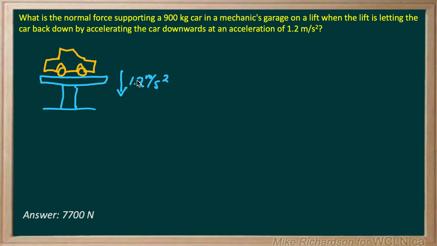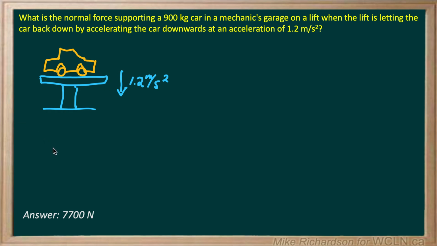In this question, we're trying to find the normal force that acts on a 900 kilogram car while it's being lowered in a garage with an acceleration of 1.2 meters per second squared. So it's being lowered with 1.2 meters per second squared worth of acceleration, and we're trying to find the squeeze, which is known as the normal force, between the wheels and the lift.